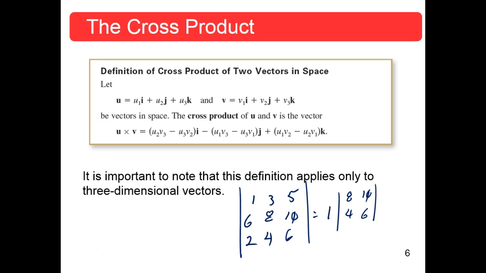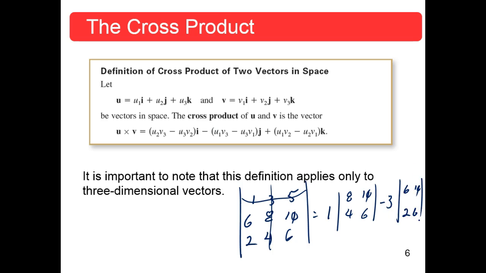First row. Okay, good. So we use the 1. We're going to go here. What is the sign for that position? Negative. So we do a -3 times the determinant that we have when we cross out the first row and the second column, where the 3 is. And then you have the determinant formed by 6, 10, 2, 6.